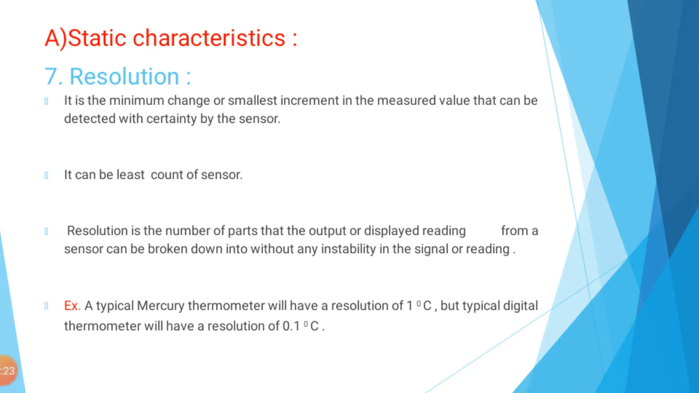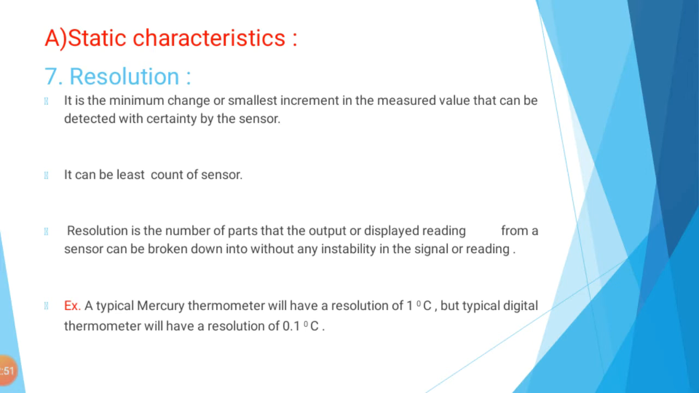Suppose we consider a temperature sensor. It has the ability to sense the minimum change in temperature. If we change the temperature by 0.1 degree Celsius and the sensor senses it, that is the smallest increment in temperature the sensor is able to sense, and this is nothing but the resolution.